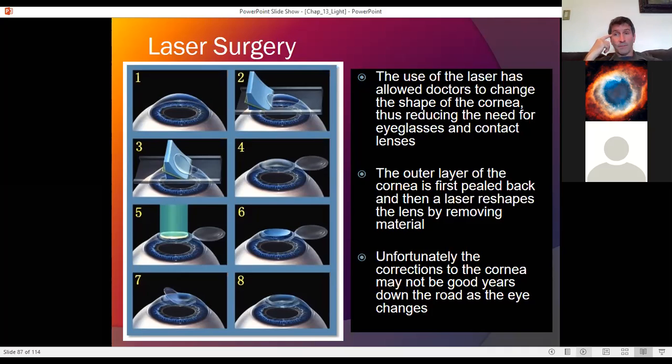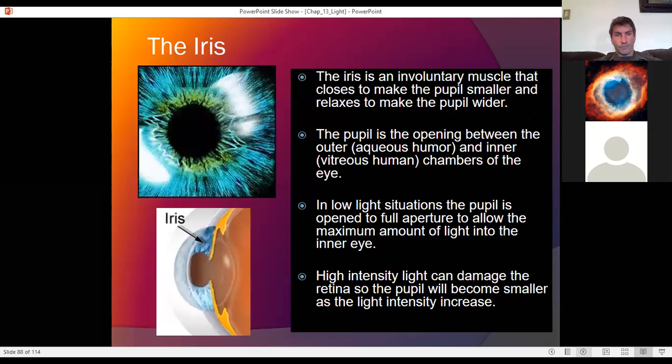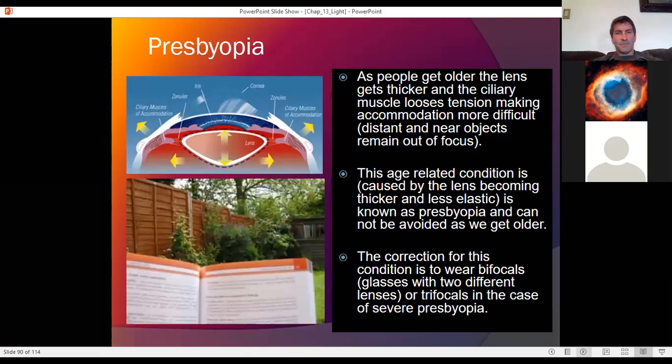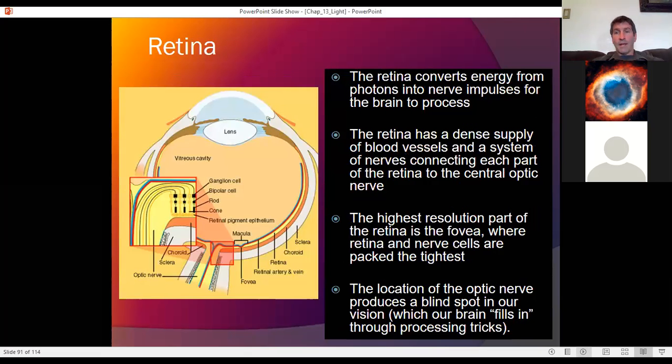My lens is too curved. Okay, so if I were to get LASIK surgery, they would take material from the center to reduce the curvature. If I were farsighted, they would take material from the outside to reduce the curvature. What else? Oh, we're out of time. The iris regulates how much light comes in. The lens, as I said, accommodates our vision. And the retina are nerve cells that are light sensitive that turn the image into something our brain can process.